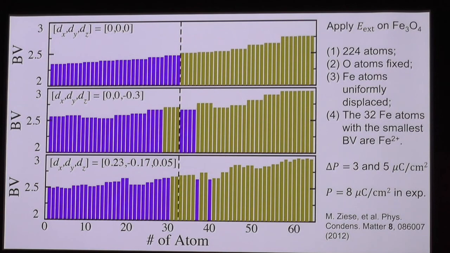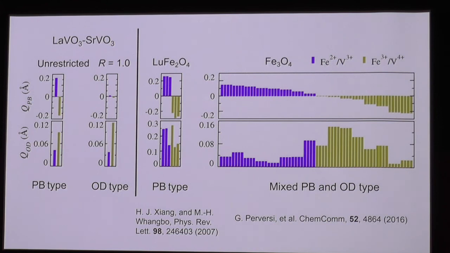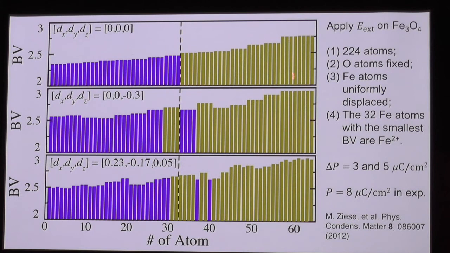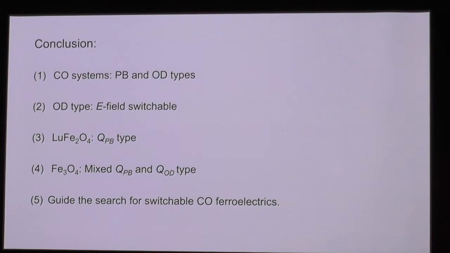Here, I should also emphasize that the sequence of the atoms is exactly the same as the sequence of the atoms in this graph. We can see that if we apply electric field, compared with the original figure, the oxidation states of these atoms flip and induce a change in polarization. The change of the polarization induced by a change in the charge ordering pattern is about 5 microcoulomb per centimeter square, which is in the same order of magnitude with the experimental results.